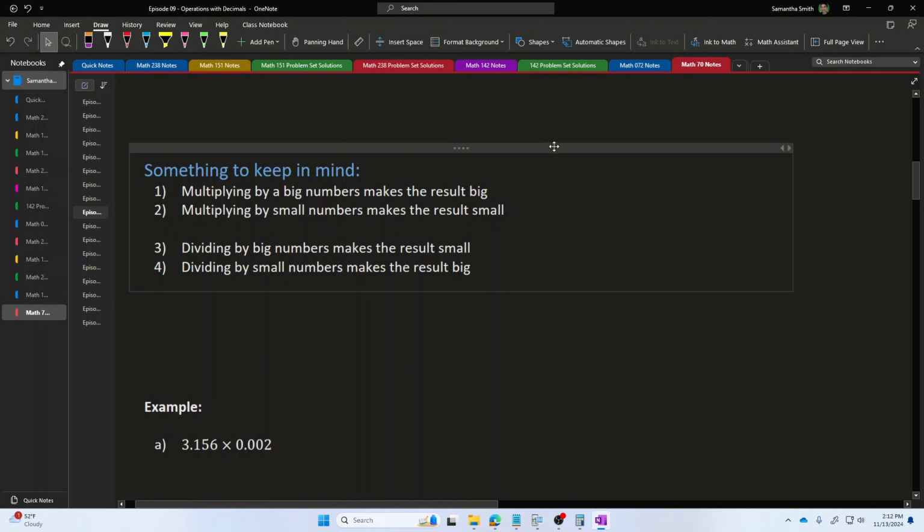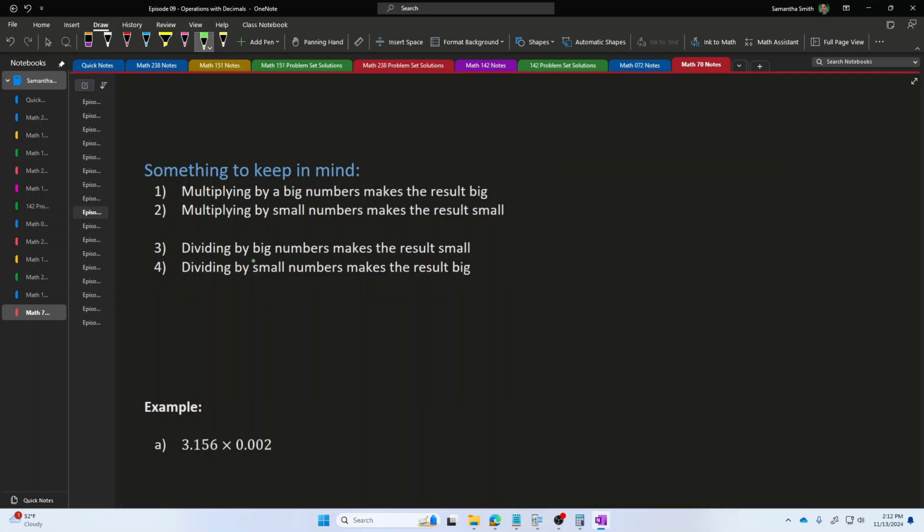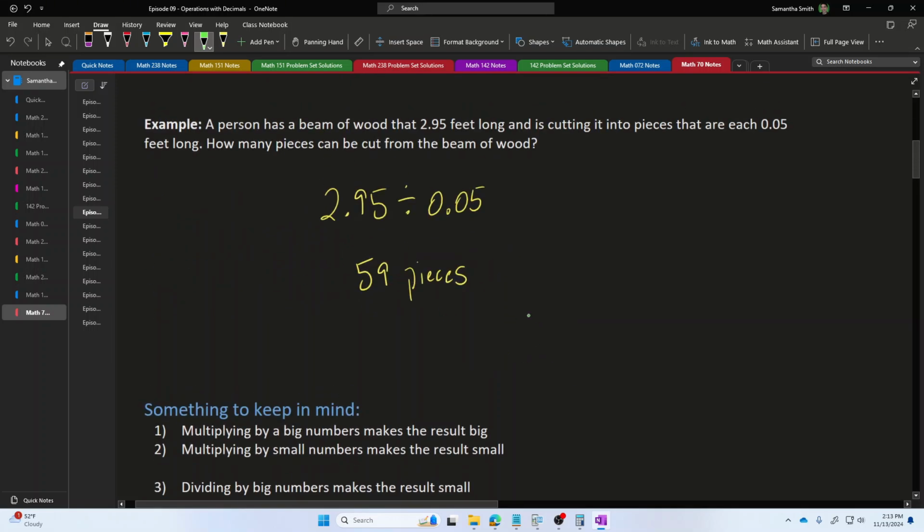But when you're doing division, it's kind of the opposite of that. If you have a number and you're trying to divide it amongst a very large number of people, then every single person is going to end up with a very small amount in the end. So dividing by a big number gives you a small result. But if you divide by a small number and you're trying to only divide among a small number of people or divide into very small pieces, dividing by a small number gives you a very big result. Like dividing by 0.05 gave us a relatively large answer of almost 60 pieces.